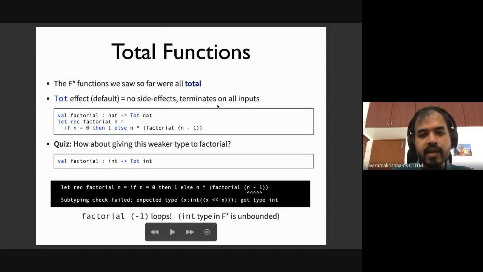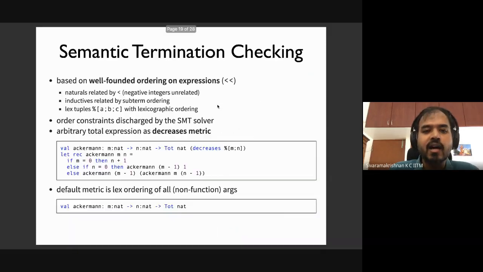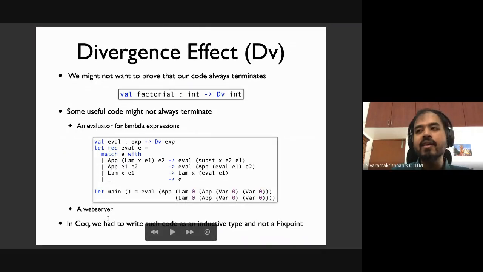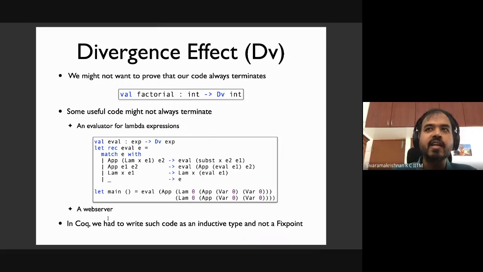And totality requires termination. But it is, of course, sometimes useful to write functions that do not terminate. A good example is something like a web server. In the real world, you have a web server which always keeps running. You get a request, it responds, it keeps on looping, and it keeps on doing useful stuff. It is not like after 10 requests it will terminate or after 100 requests it will terminate. I just want to keep doing this until I terminate the program externally.